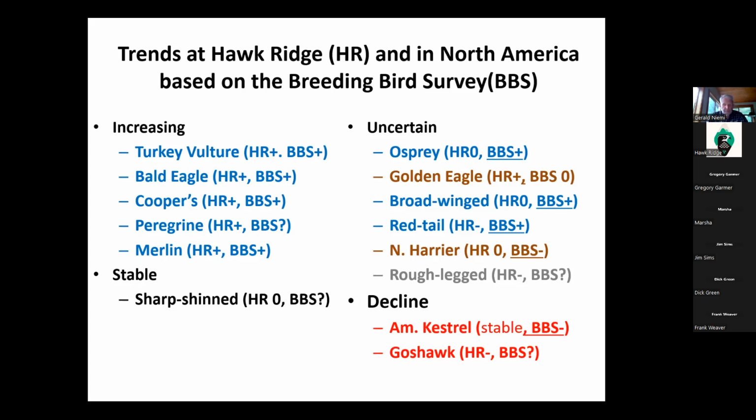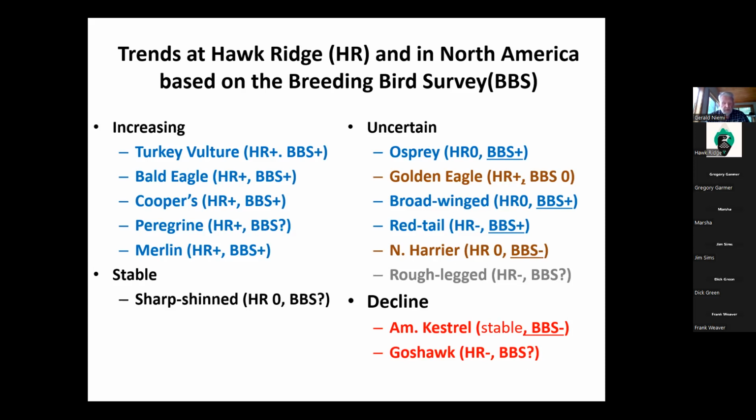Northern Harrier, I continue to call it uncertain. The Breeding Bird Survey shows that survey-wide in the US and Canada has a decline. And I put a real gray area for rough-legged hawk, in gray. It's decreasing in the Hawk Ridge counts. The Breeding Bird Survey is not useful at all for determining that for rough-legged hawk.